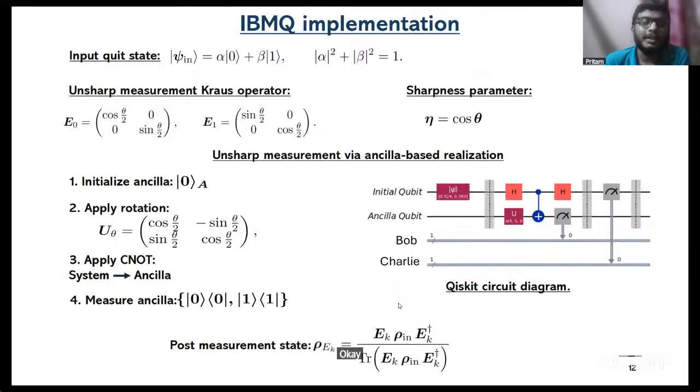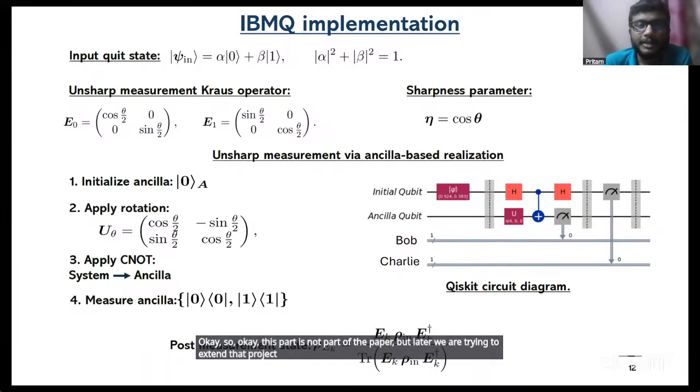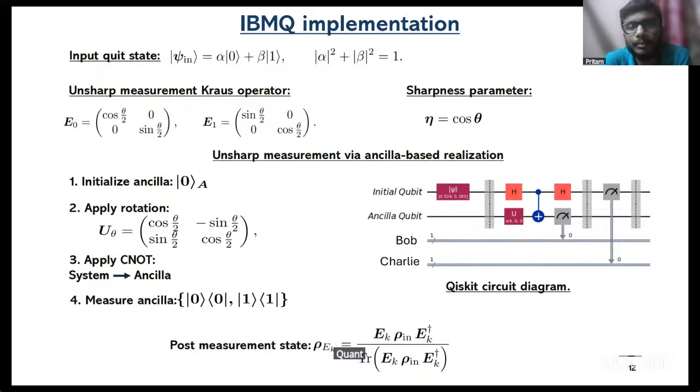This part is not part of the paper, but later we are trying to extend that project, and we did some implementation on IBM Q for the previous one. So I shared this one: how we can implement that type of instrument in a quantum computer.